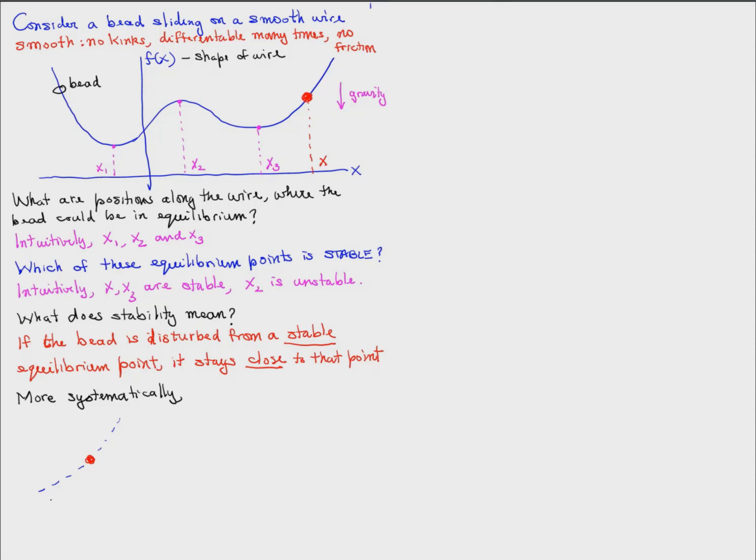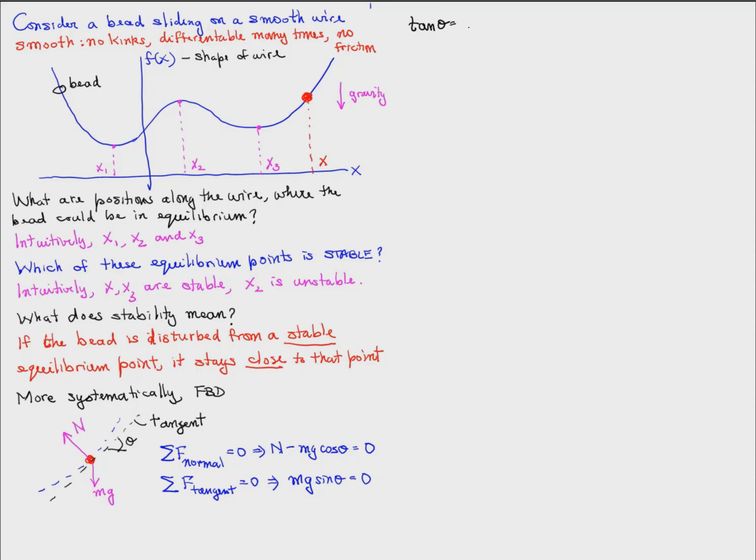We'll consider the free body diagram of the bead when it is in this position x. So the free body diagram has the normal force and the gravitational force. Let the angle made by the tangent be theta. So if we sum the forces in the normal direction, we get N minus mg cosine theta equals 0, and summing the forces in the tangential direction gives us mg sine theta equals 0.